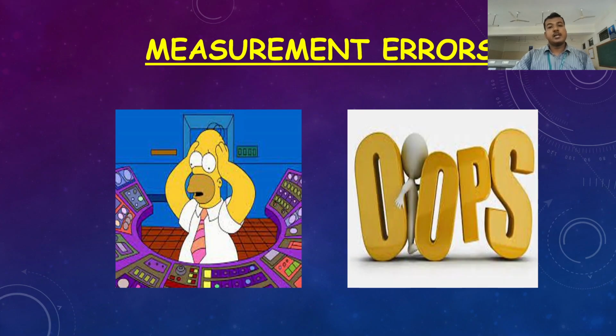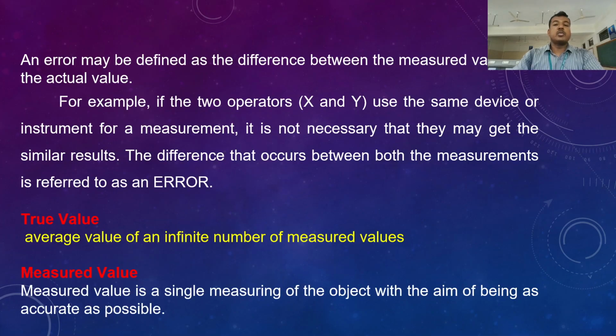And in this video, we are going to see about the measurement errors, some of the basic measurement errors. Before going into the measurement errors, we should first know what an error is. An error may be defined as the difference between the measured value and the actual value. We expect some output, and if the output deviates from the expected output, that is normally considered an error.